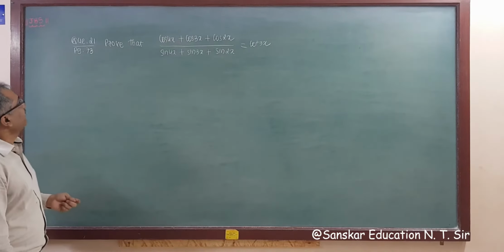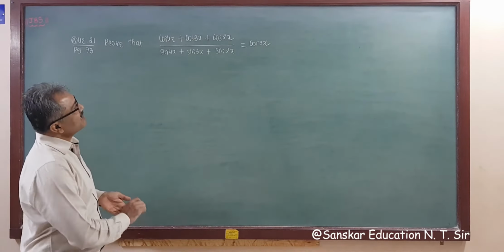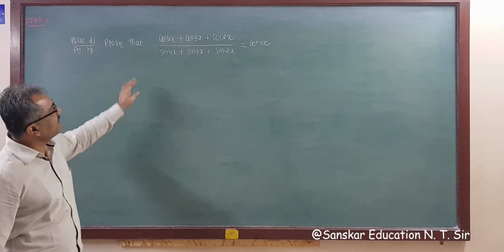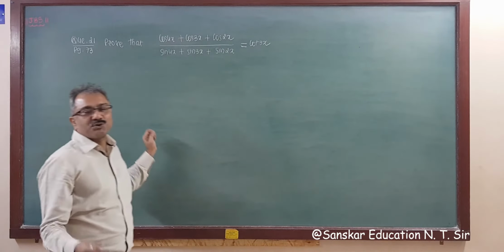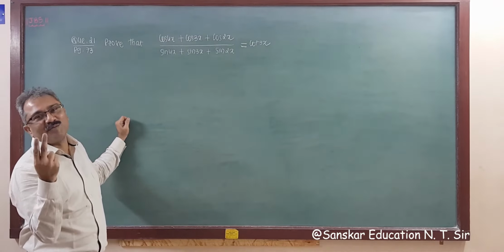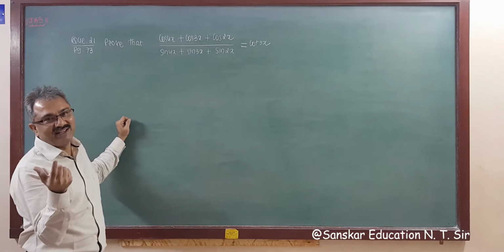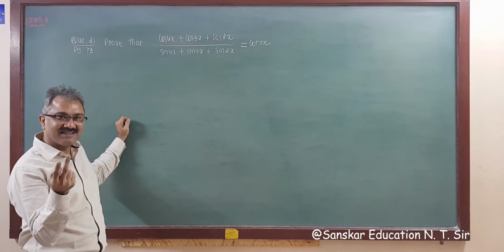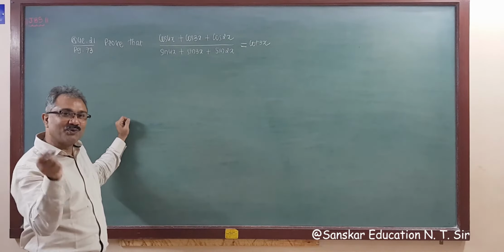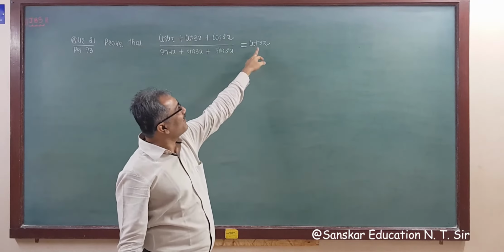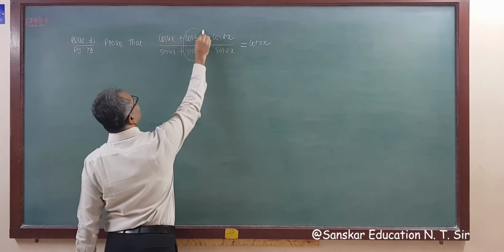Question number 21, page 73. Prove that (cos 4x plus cos 3x plus cos 2x) upon (sin 4x plus sin 3x plus sin 2x) is equal to cot 3x. Three terms are given in addition, and we have the formula for only two terms in addition. So what to do? You can make a pair of any two terms. But what is given, what you want, and what you can do: we want cot 3x.